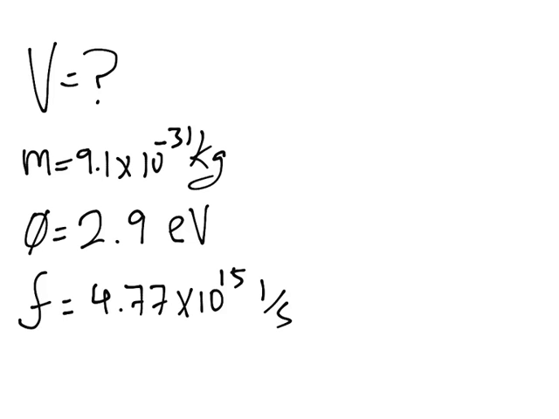So as I've always told you, the first thing you always want to check is the units. If you have the wrong units, you will get the wrong answer every time. So we have 1 over second for frequency, so that's good. We have a mass in kilograms, and because we're working with energy, that is joules, it will be in kilograms too, so that's good. But our work function is in electron volts, and I told you that 1 electron volt is 1.6 times 10 to the negative 19 joules.